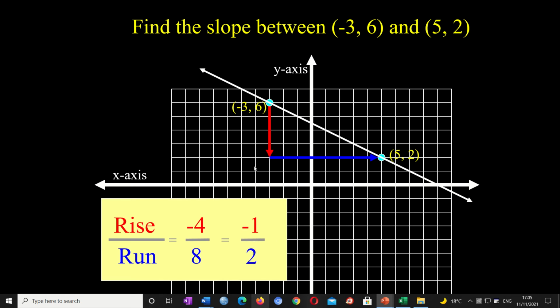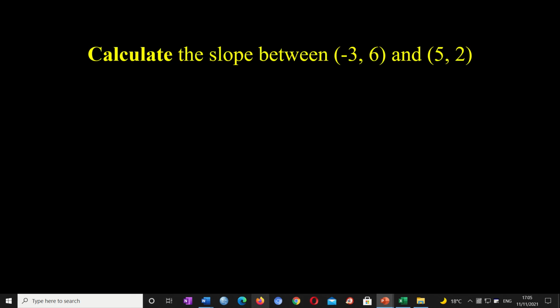Now this slope is the same for any 2 points on this graph. If I take a small point here and a small point here, their slope is also -1 over 2. Any 2 points on this graph have the same slope. Now, let us calculate the slope between 2 points. Well, let us do this together. Then we are going to do some slope exercises.